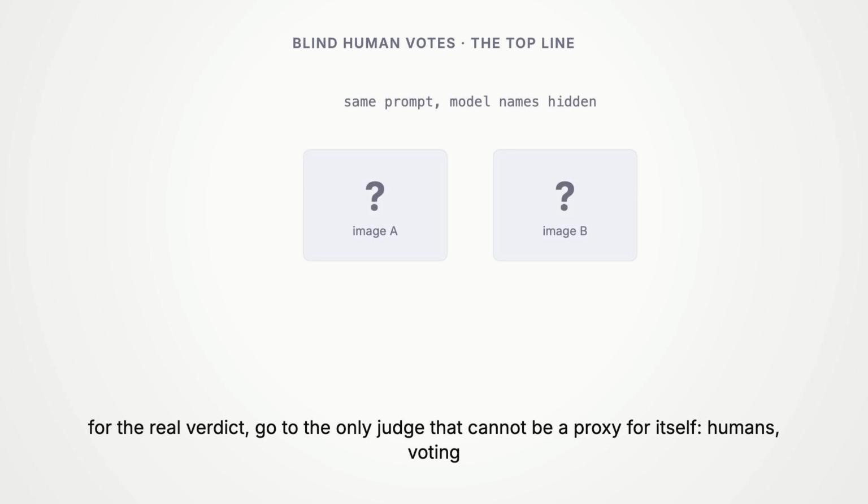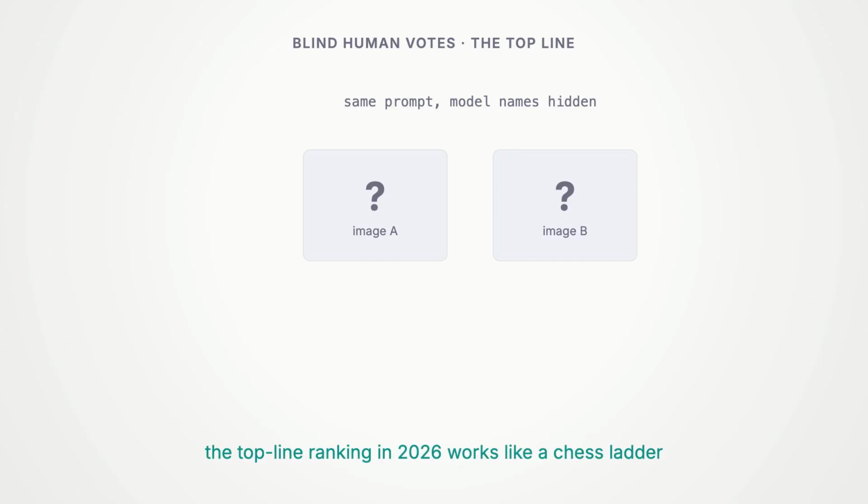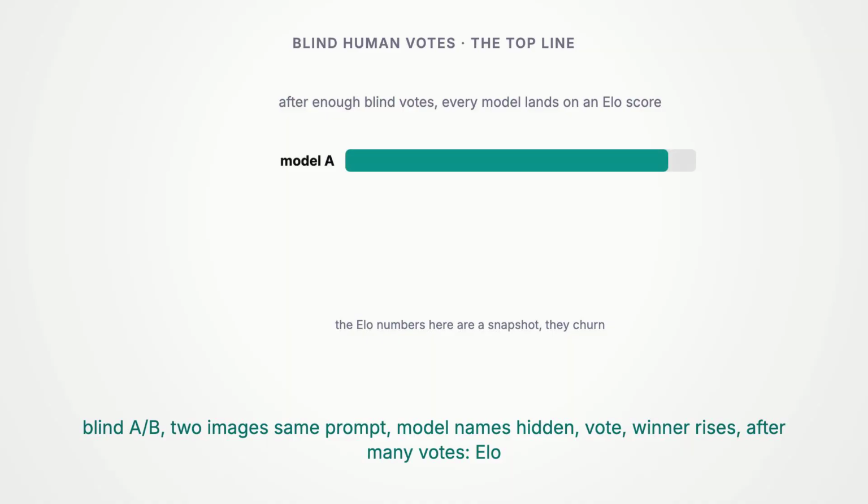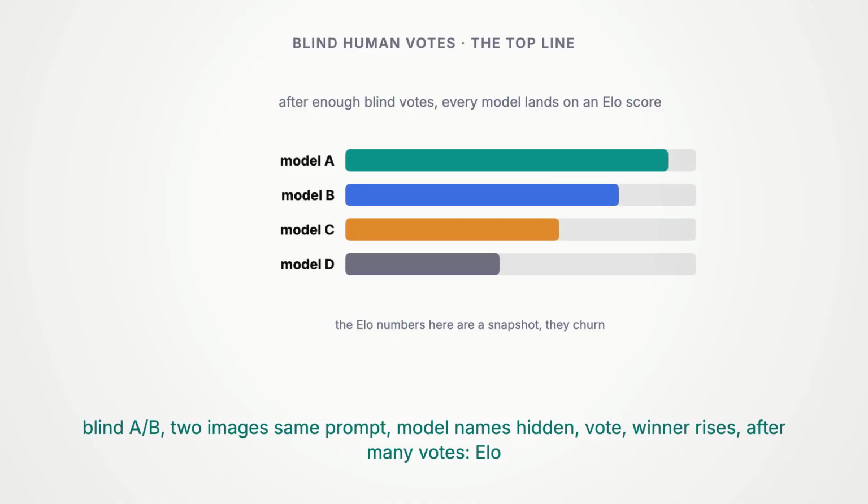You have improved the number without improving the picture. Which is why, when you want the real verdict, you go back to the only judge that cannot be a proxy for itself. Actual humans voting. The top-line ranking for image models in 2026 works like a chess ladder. Show a person 2 images from the same prompt, hide which model made each, and ask which is better. Winner gains rating points, loser drops them, and after enough blind votes every model lands on a single number and a rank.